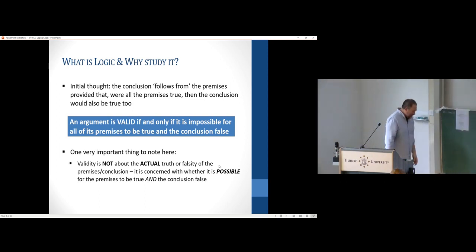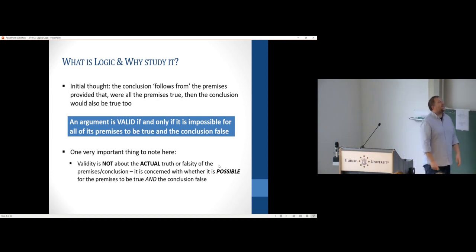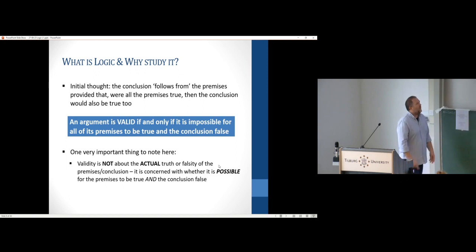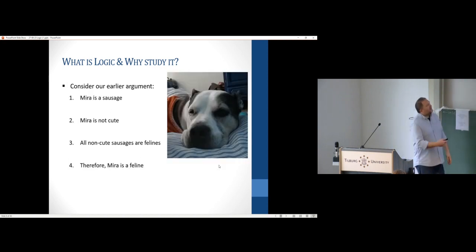The definition of validity: an argument is valid if and only if it's impossible for all the premises to be true and the conclusion false. Okay, so let's think about how the definition works. Let's look at some examples and see, is the argument valid or is the argument invalid? Here's our first one. It's an earlier argument. Is this argument valid or invalid?